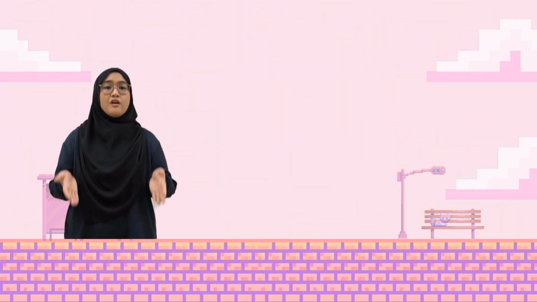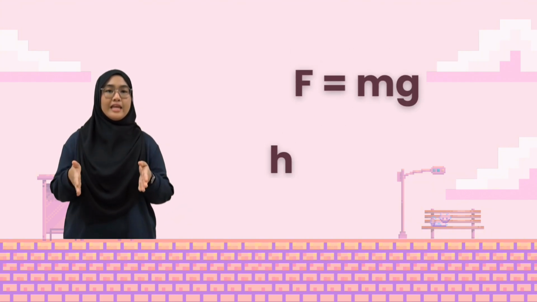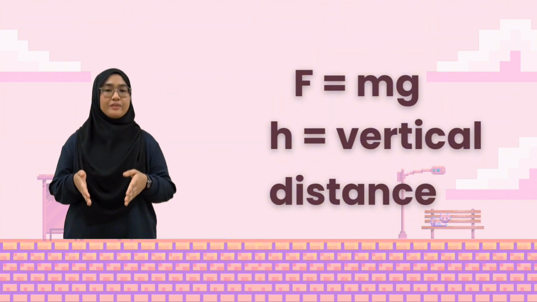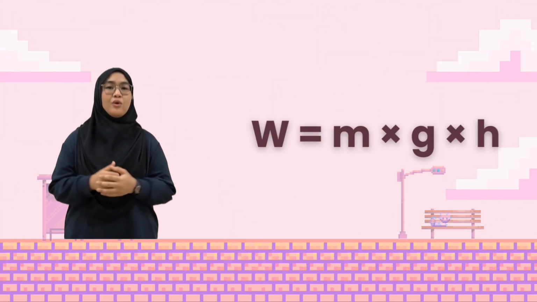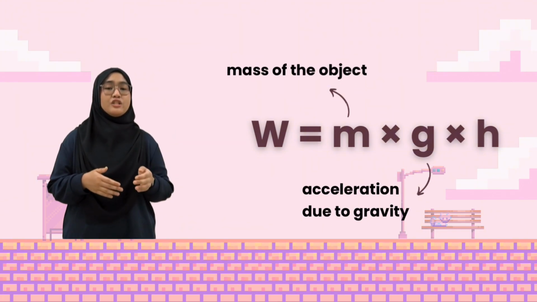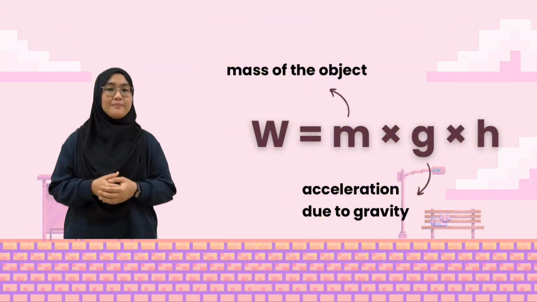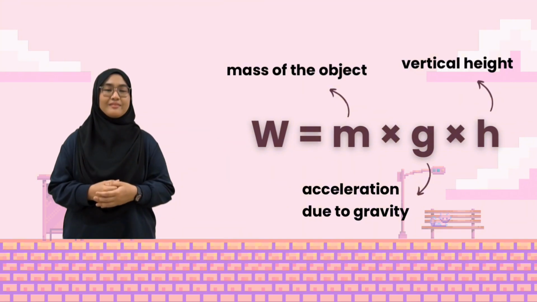For your information, we use the same formula for work that you already know, which is W equals Fd. In work against gravity, force is written in the form of mg, while h is the vertical distance. Therefore, W equals mgh, where m is the mass of the object, g is acceleration due to gravity, which has a value of 9.8 meter per second squared, and h is the vertical height.